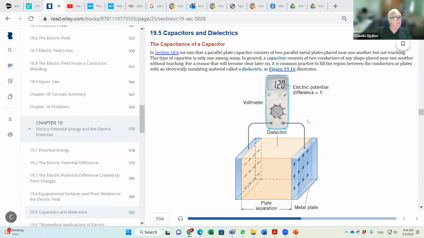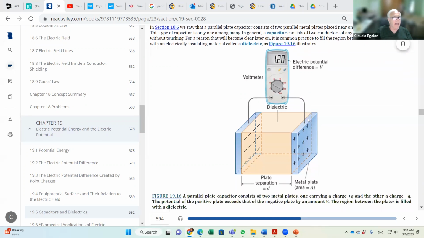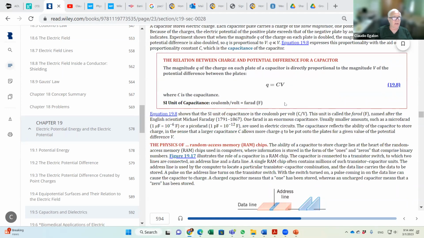For whoever arrived, now we are just quickly reviewing what's going to show up in the exam. It's going to be just chapters 18 and 19, okay? The definition of capacitance is charge divided by the voltage.